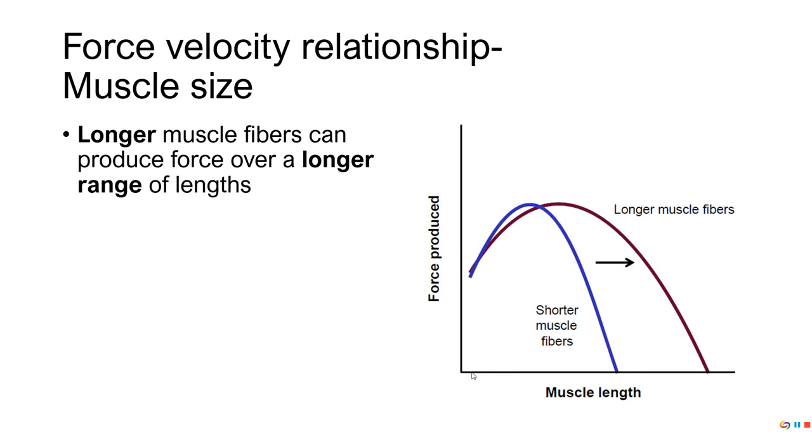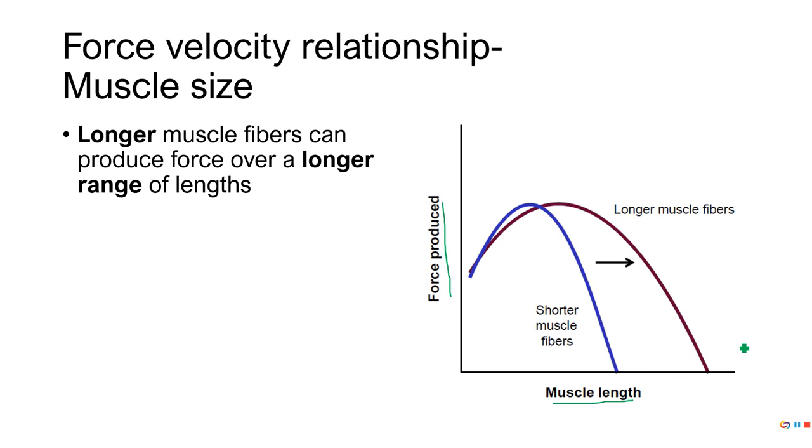Now, we can also look at this in terms of length of the muscle and the force production. Again, all other things being equal, if we've got long muscle fibers, they'll be able to produce force over a greater length. That makes sense, that if I've got a fiber that's longer than another fiber that's shorter, we're going to be able to have a wider range of lengths at which we're generating force.